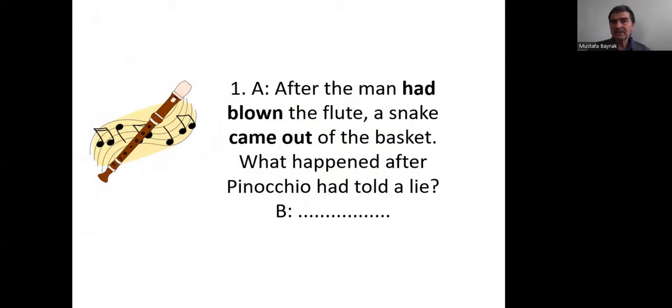Let's focus on the past perfect tense, okay? After the man had blown the flute, had blown, this is the flute. After the man had blown the flute, a snake came out of the basket. A snake came out of the basket. What happened after Pinocchio had told a lie? After Pinocchio had told a lie, his nose grew longer.